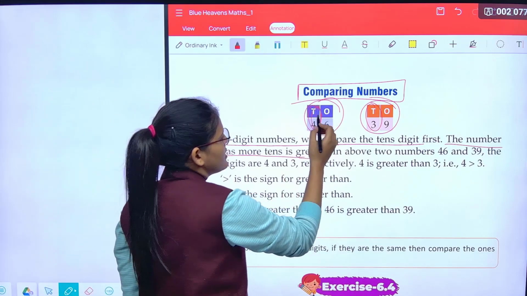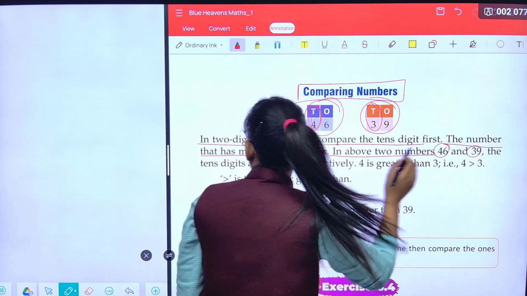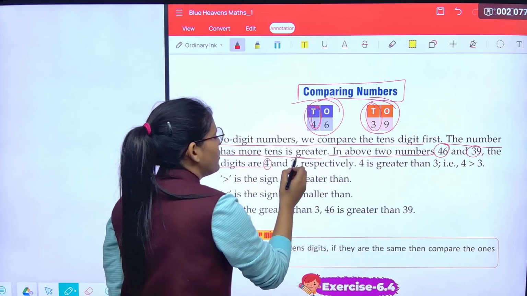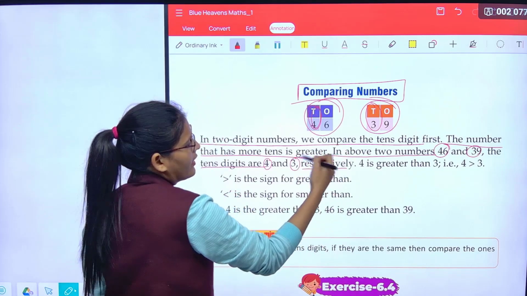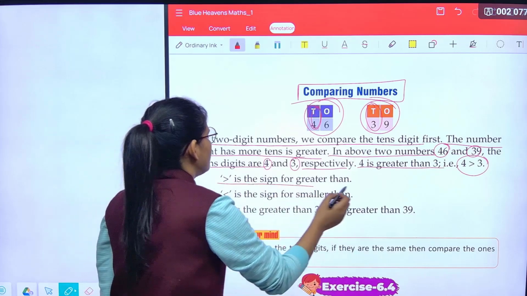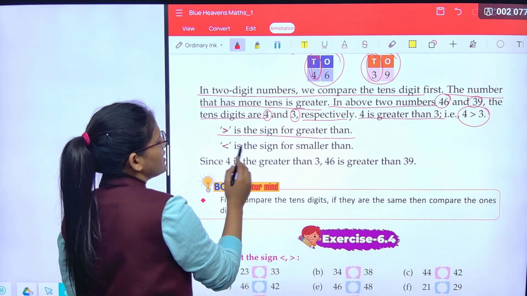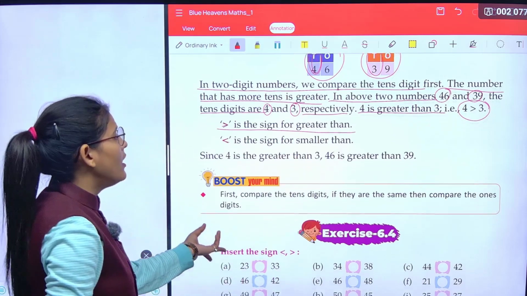जिसके पास ज्यादा tens है वो greater number है. In above two numbers 46, 39, the tens digits are 4 and 3 respectively. 4 is greater than 3. Now this is the sign for greater than, class. ये sign होता है greater than के लिए. This sign is for smaller than or less than.